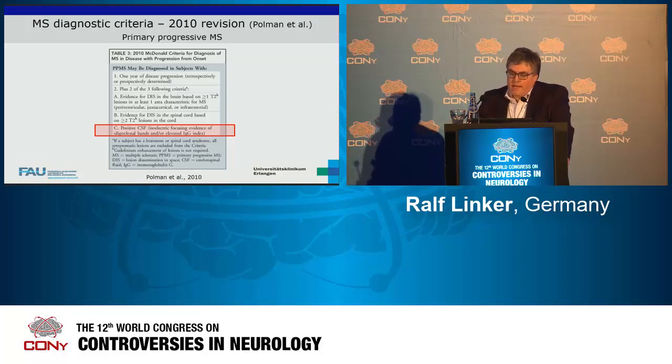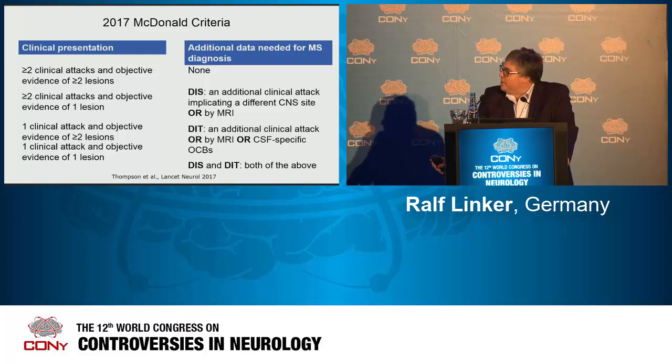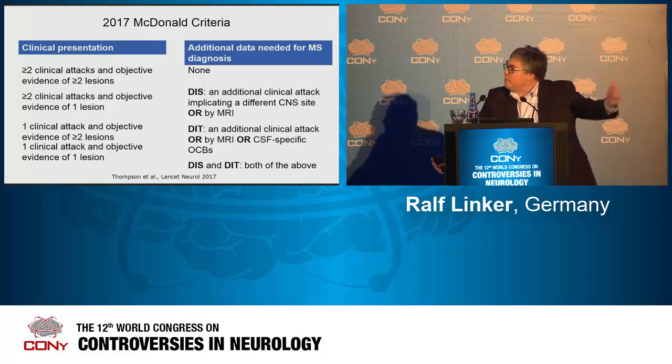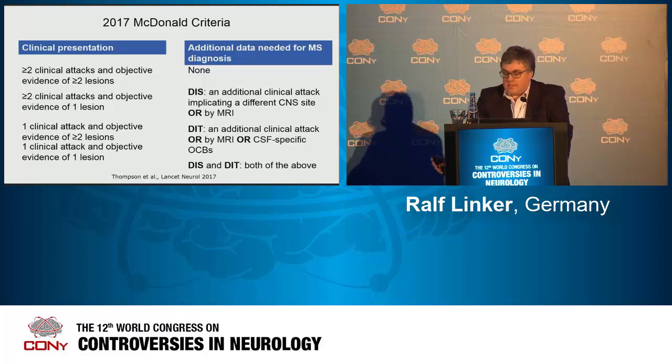Well, that all changed with the recently published 2017 McDonald criteria, because it was published just before Christmas, where the concept remained the same. So we're still diagnosing based on dissemination in space and time. If you have 2 clinical attacks and objective evidence of 2 or more lesions, then you don't need additional criteria if, and that will be my second point, there's no better explanation. So if you're sure that it's really MS.